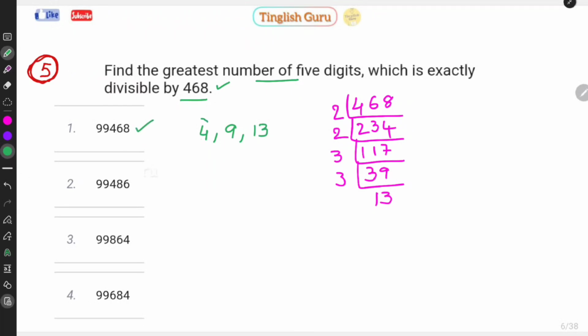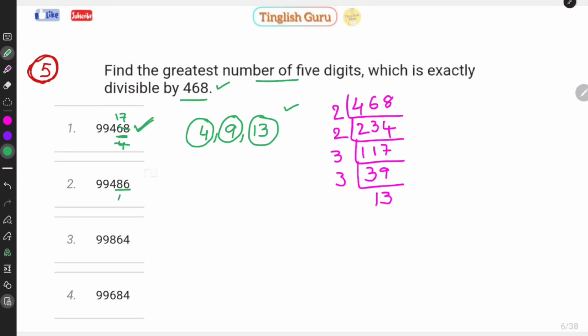So first we have to check each option whether it is divisible by 4 or not. Again with 9, again with 13. Only one option will satisfy by dividing all the 3 numbers. So let us check with 4. In order to be divisible by 4, the last 2 digits must be divisible by 4. So 68 divided by 4, 4 ones are 4, 4 sevens are 28. So this number is divisible.